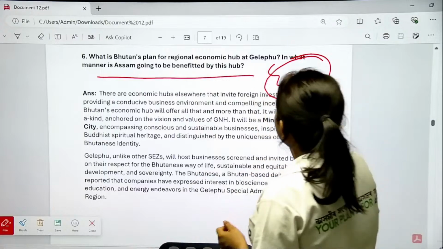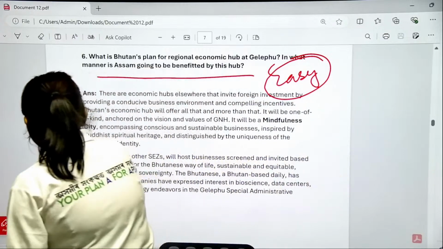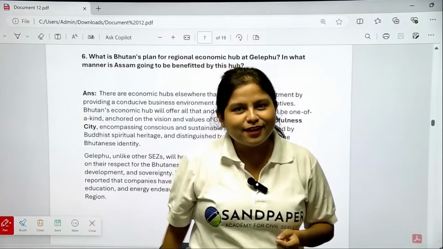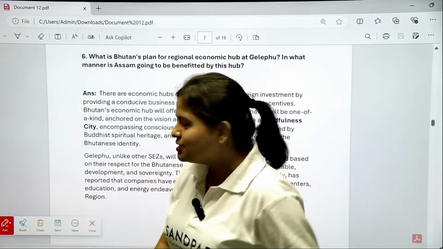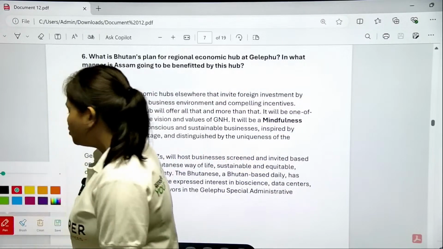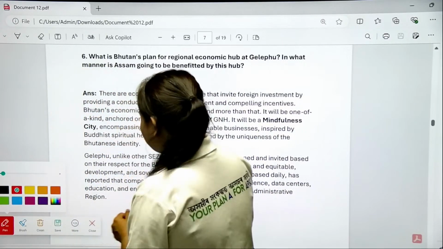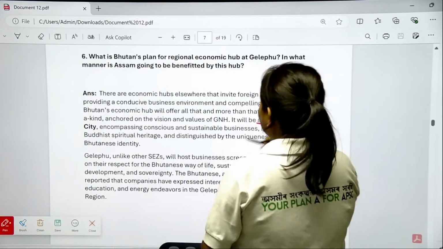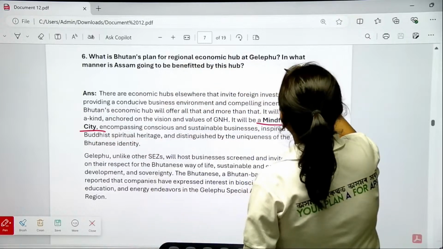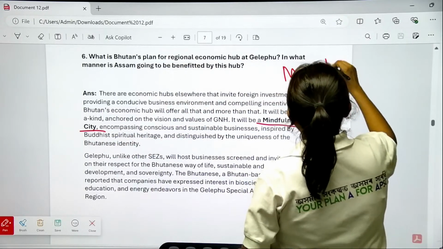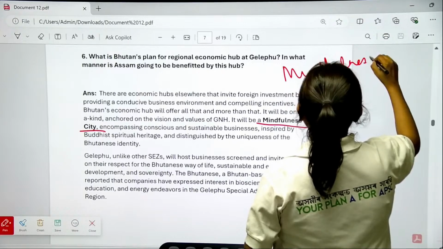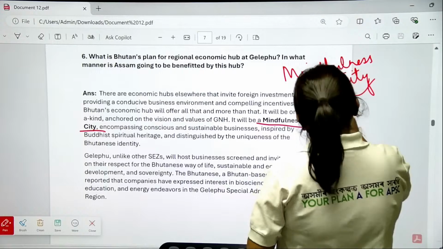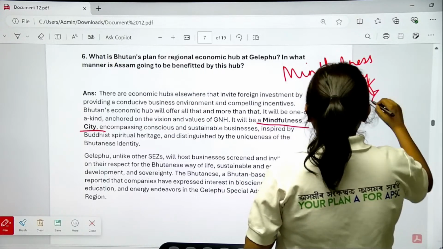There are economic hubs everywhere, they invite foreign investment. Bhutan is very good at marketing its areas. They have marketed themselves as eco-friendly, the happiest country, a very intelligent country. So now they have said they want to make Gelephu a mindfulness city, a very intelligent concept. What does mindfulness city mean? It is a special economic zone only.